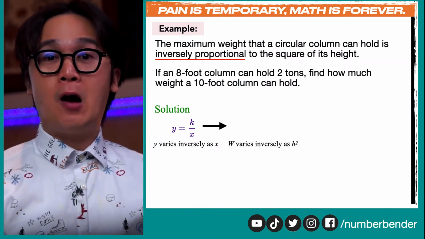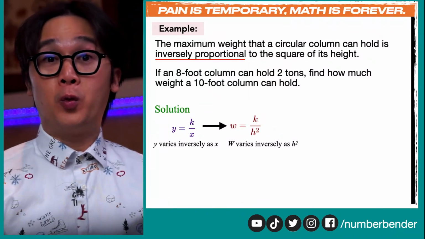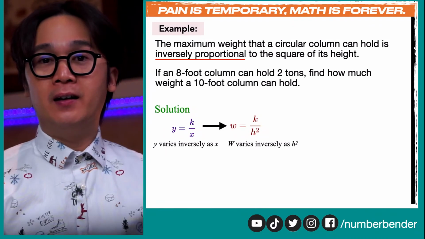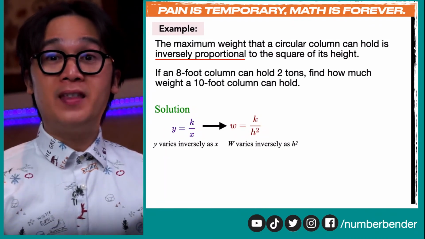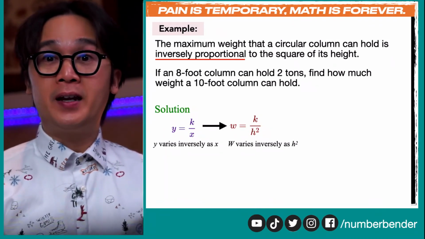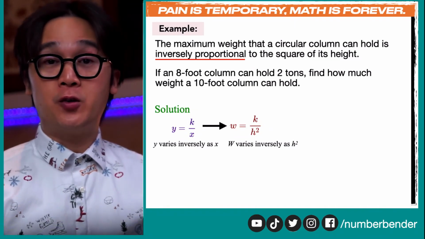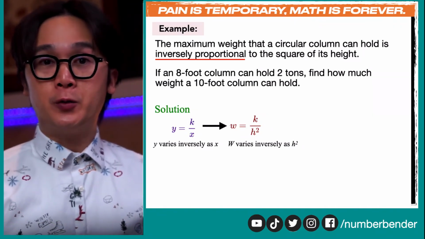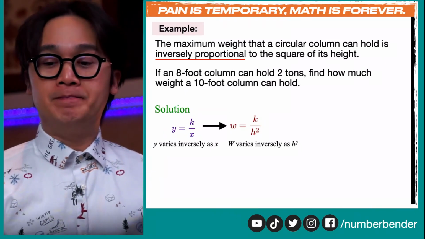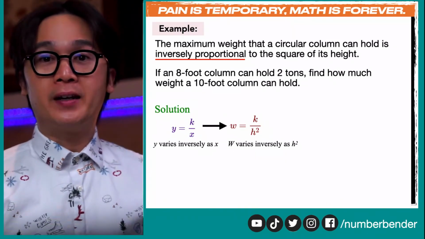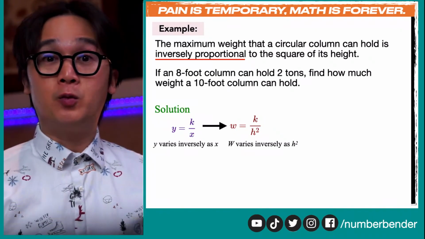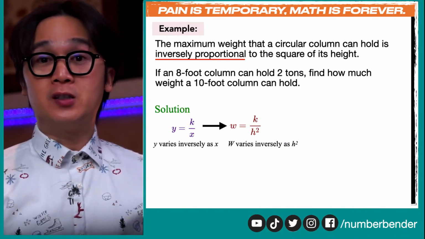So here, our output will be our weight, or the weight of this circular column, and our input would be the height, which is given by the square of its height. So this is specific to this problem, and this is a joint variation because we're using different relationships to find the value of the constant and also the equation that will be associated with this word problem.